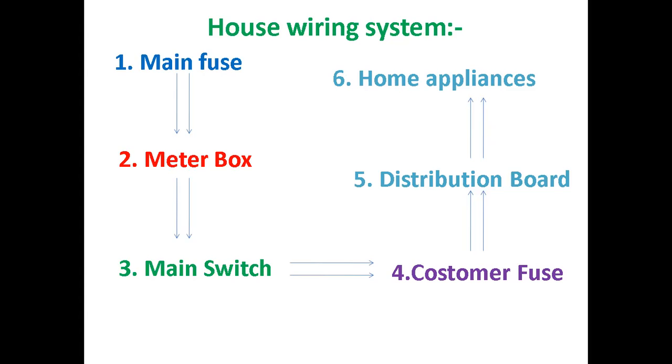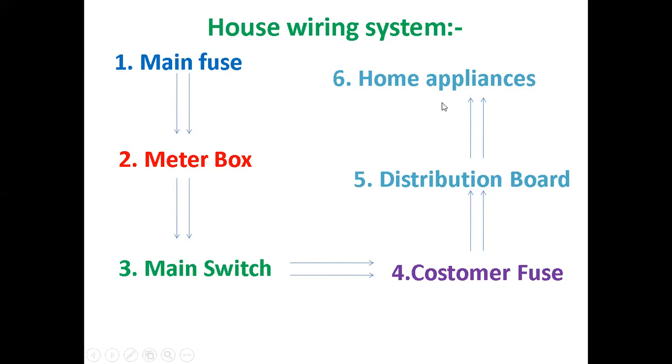In all types of main switch, it has a long lever. It can be pulled up and down. From the main switch, it is connected with a customer fuse, which is generally also called MCB. And from the customer fuse, it is connected with the distribution board. Distribution board means mostly one big box, from which different distribution is made into our rooms. And inside the rooms, home appliances are used.